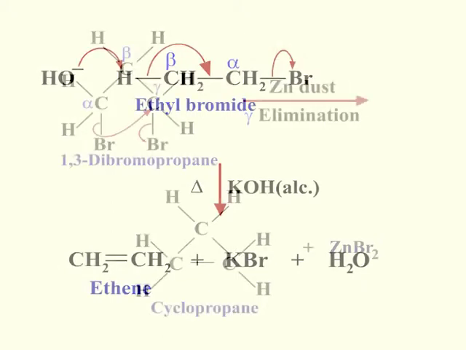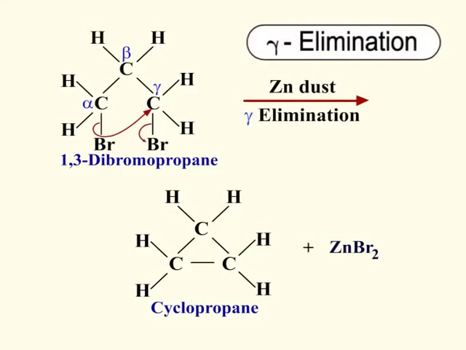Children, let us now learn about gamma elimination. In these reactions, the loss of two atoms or groups occurs from alpha and gamma positions. Now children, where are these positions? You can see that they are three bonds away in the molecule, leading to the formation of three-membered rings. Let us take an example.